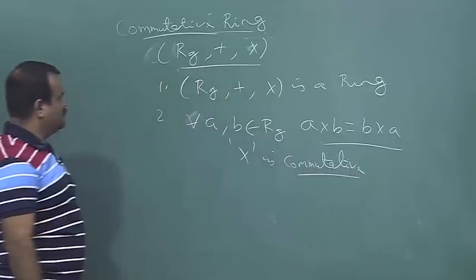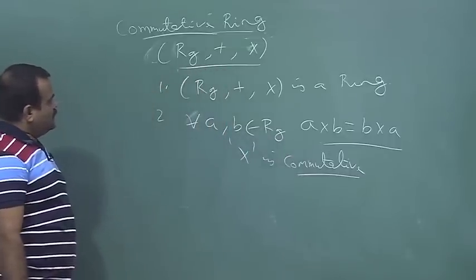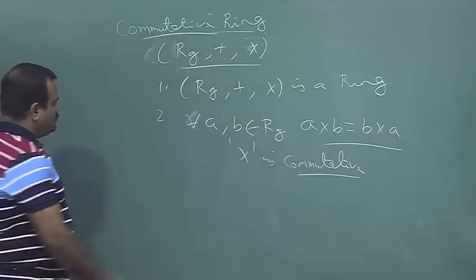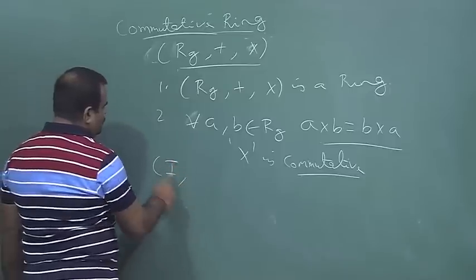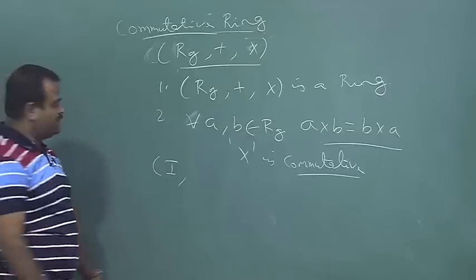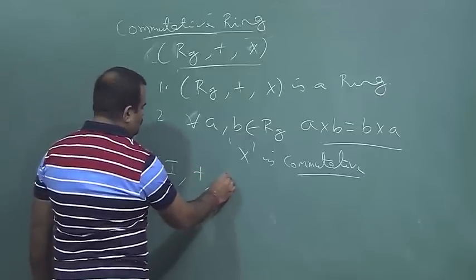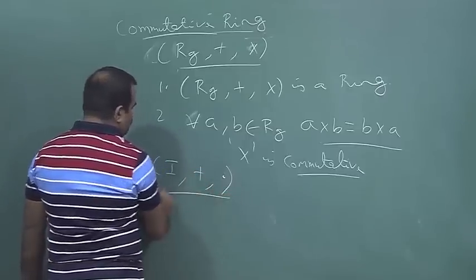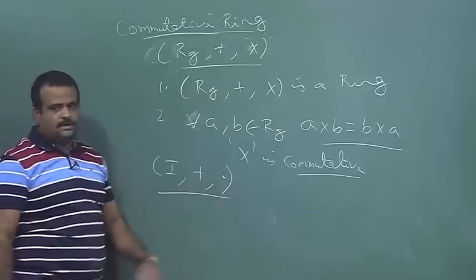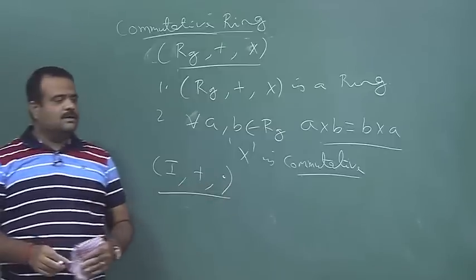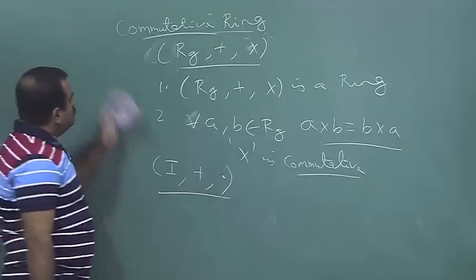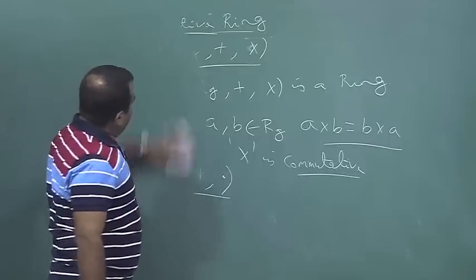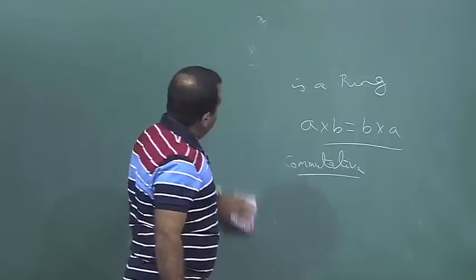Commutative operation. Okay, so if this is satisfied, then this is also a commutative ring. The set of all integers with plus and dot is a commutative ring, because the real number multiplication is commutative. Okay, so now after commutative ring, we will define what is called an integral domain.